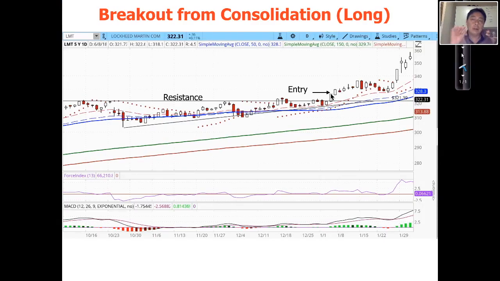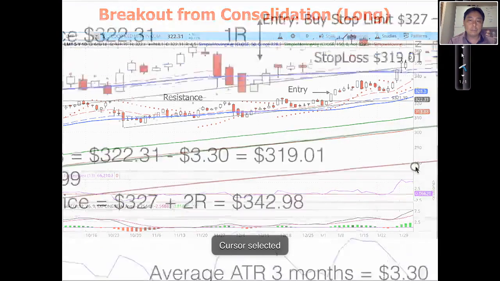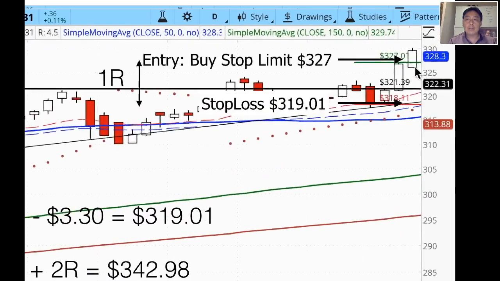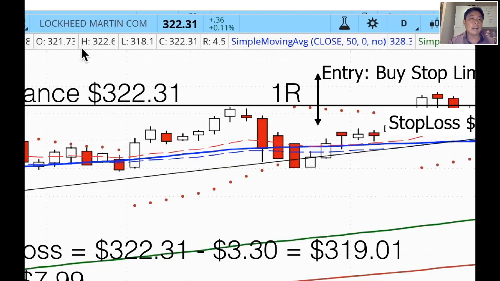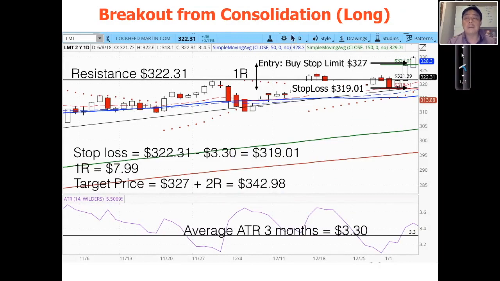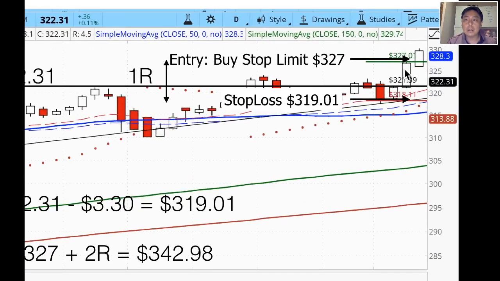Let me show you a closer look. This is the zoomed in view. Let me orientate you. This is the breakout candle which we talked about. If you put your cursor on the candle here, you can see H is high. This tells you the highest point of that candle. So we just take the high and we add 10 cents because it's a $300 stock. In this case, the high plus 10 cents is $327. So that's my buy stop limit order.